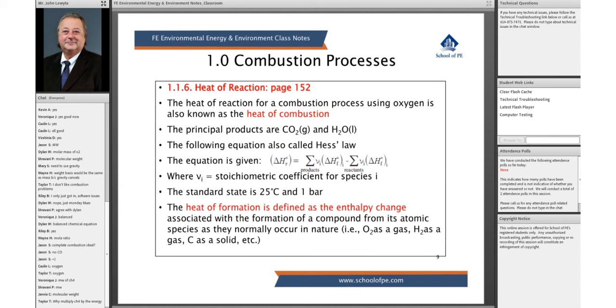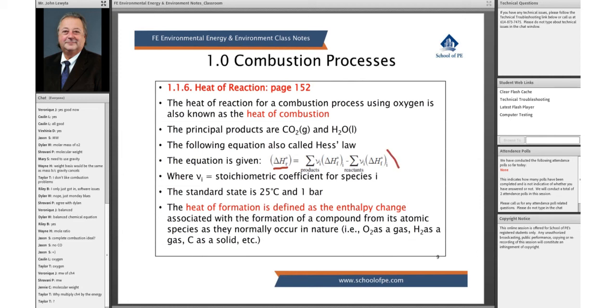Now, you'll also hear a term referred to as the heat of reaction. We have here the equation on page 152. The heat of reaction, also known as the heat of combustion, essentially, and we had a little bit of this in the air class. Any kind of combustion process, heat reaction using oxygen, is known as the heat of combustion. Principal products are CO2 as a gas and H2O as a liquid coming out.